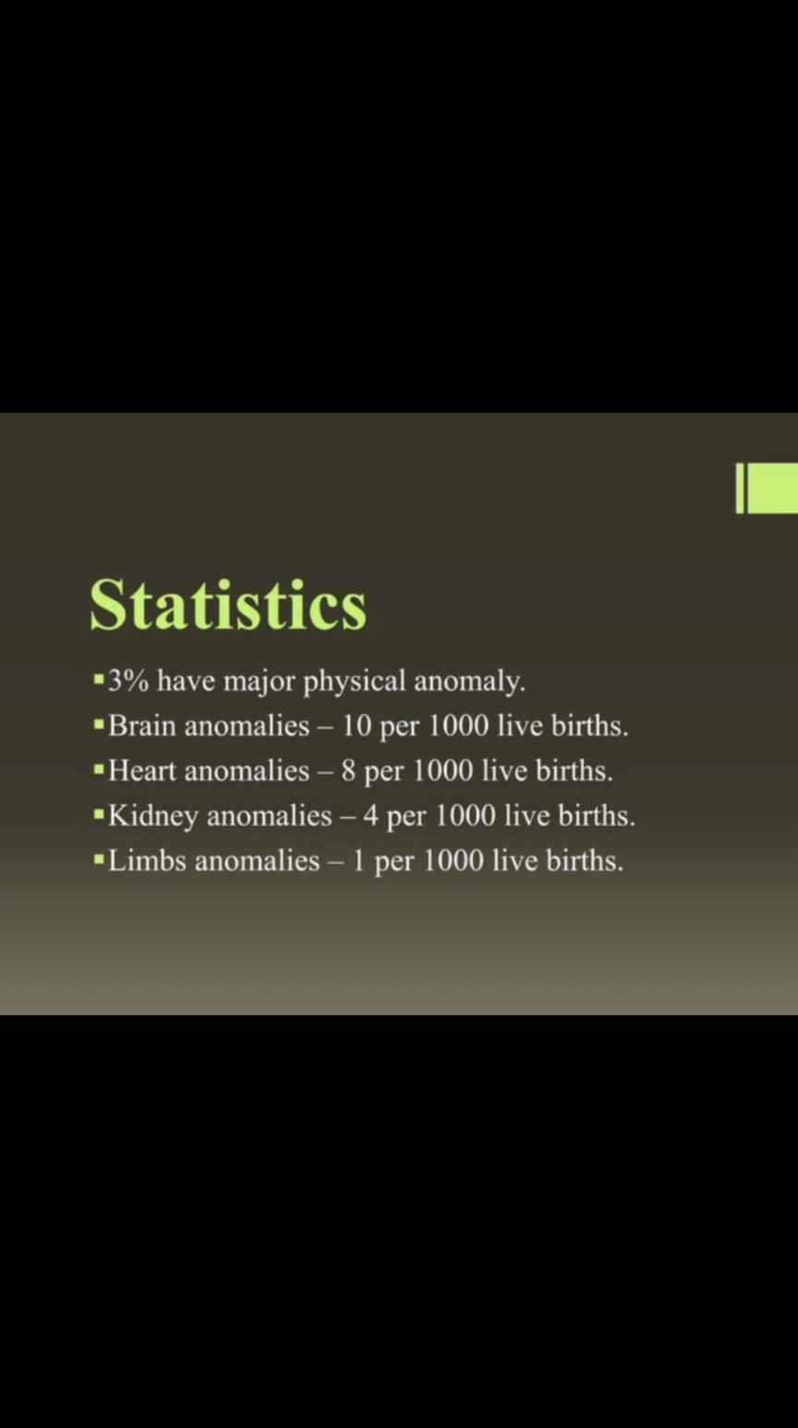Brain anomalies occur in 10 per thousand live births and heart anomalies in 8 per thousand live births. Kidney anomalies are under 4 per thousand live births and limb anomalies 1 per thousand live births. These are the statistical analyses taken for congenital abnormalities. So there are various types under this.